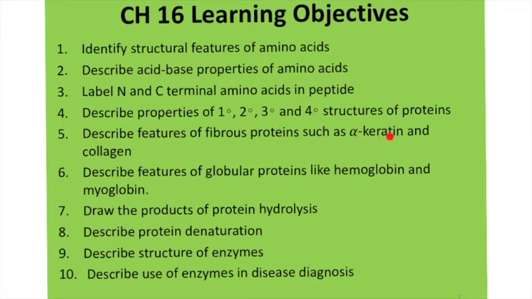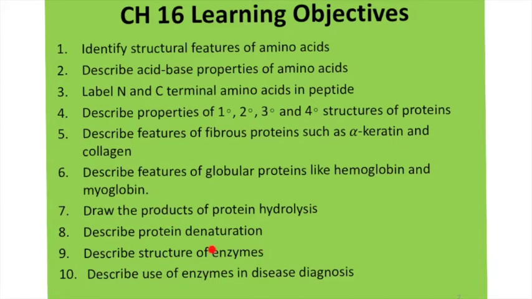We are going to talk about alpha keratin and collagen, which are two fibrous proteins. We're also going to talk about hemoglobin and myoglobin, which are two globular proteins. You should know the products of protein hydrolysis. The amide bond in the protein can undergo a hydration reaction, or hydrolysis, in acid or base solutions, and you will get your amino acids back. You should know what it means when a protein is denatured. Denaturation destroys your secondary, tertiary, and quaternary structures. It has no effect on your primary structure.